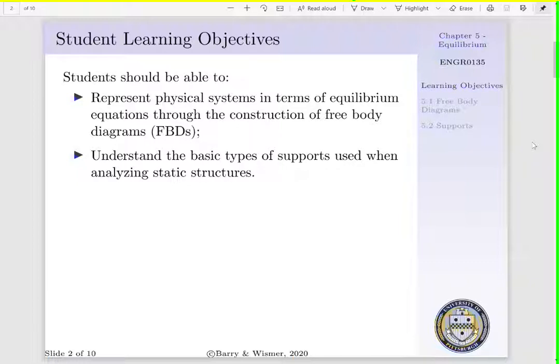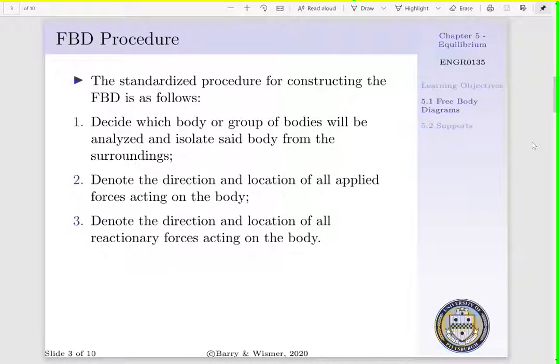And you should also be able to understand the basic types of supports used when analyzing our static structures. Let us begin by talking about how to construct a free body diagram, and we have a standardized procedure for doing such. First, we have to decide which body or groups of bodies are going to be analyzed, and we're going to isolate said body or bodies from our surroundings. Then we are going to denote the direction and location of all applied forces acting on our body. Lastly, we have to denote the direction and location of all reactionary forces acting on our body.